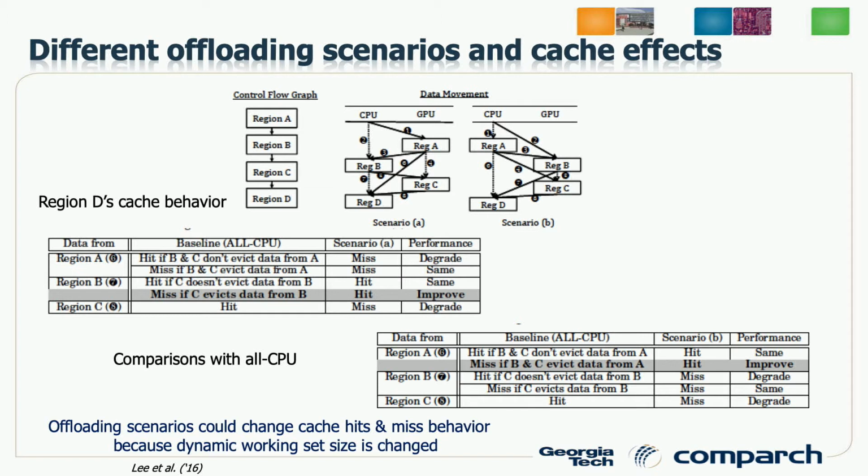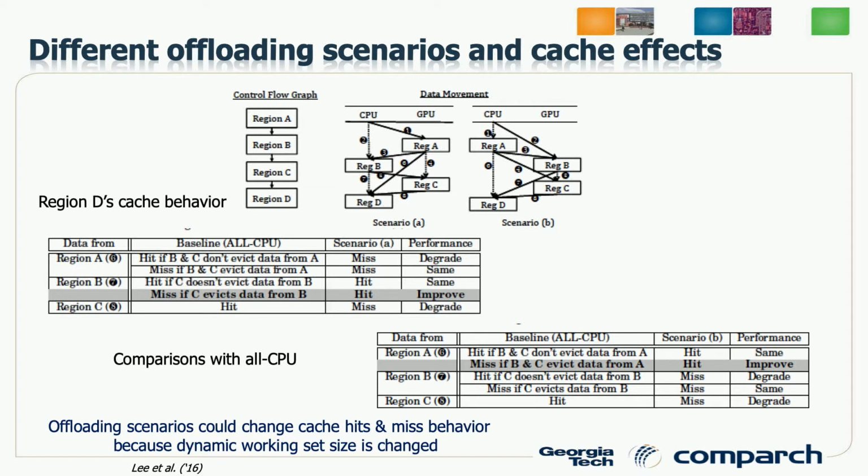If A, B, C, D were all running on the CPUs, then even if A and D were sharing the data, data A might have been evicted by regions B and C. In case of scenario B, because B and C are offloaded to the GPUs, the data from region A still remain on CPU so that we can use it. So we can construct these kinds of different scenarios. And depending on these different scenarios, the cache behavior changes.